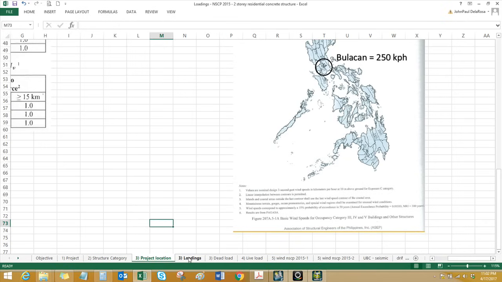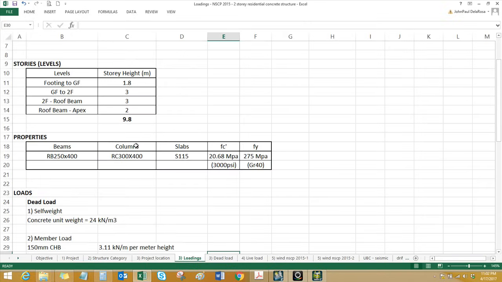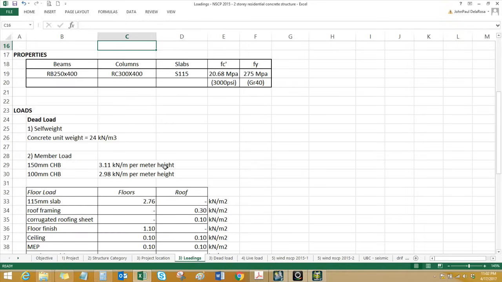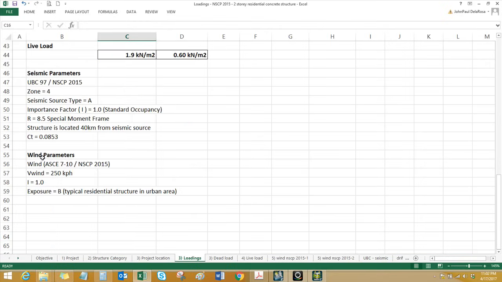Okay, loadings. Ito yung loadings natin. Okay, so hindi natin i-discuss yung concrete frame, no? Kasi ang i-design natin ngayon is yung purlins tsaka yung truss. Okay? So, ito yung mga loadings natin. Okay, so mamaya i-discuss natin to pag nag-loading na tayo sa truss. So, wind parameters natin, velocity of wind is 250 kph, importance factor is 1.0, then exposure B, typical residential structure in urban area.